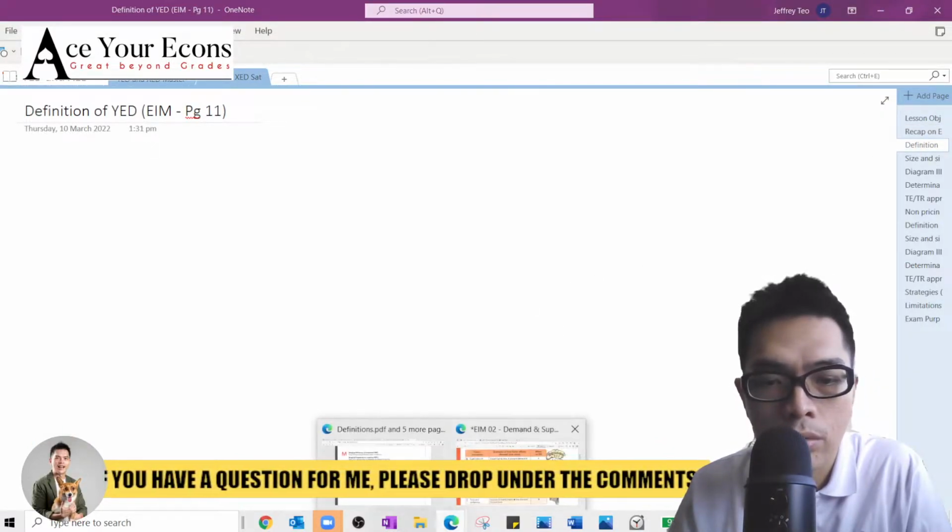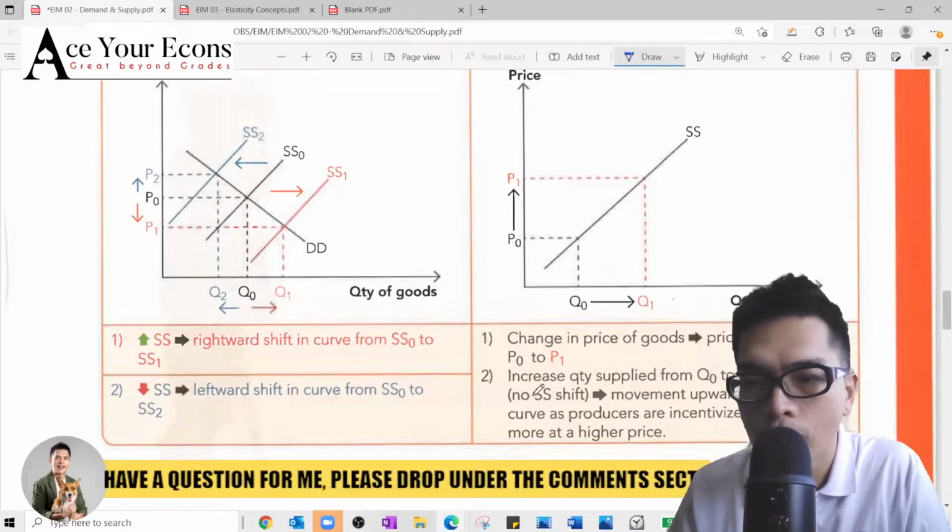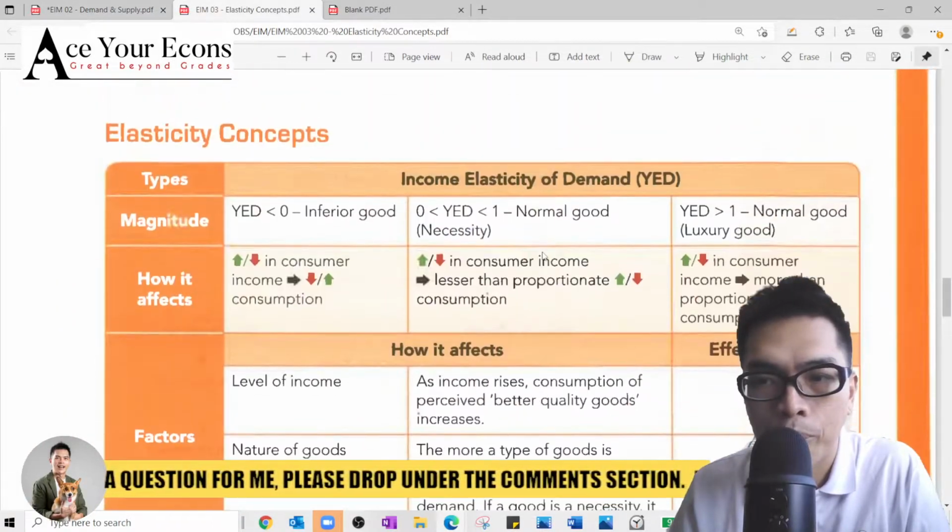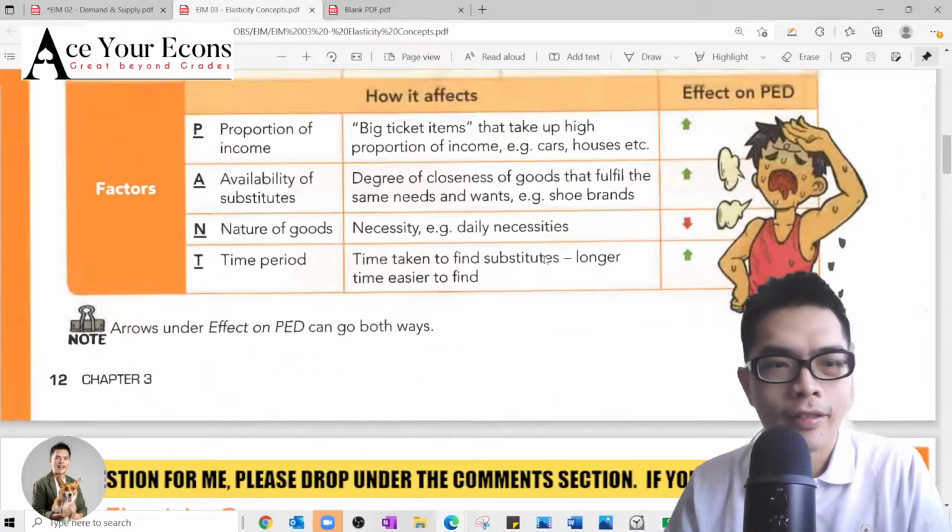Okay, I'd like you guys to refer to page 11. Oh, you all have the book, right?